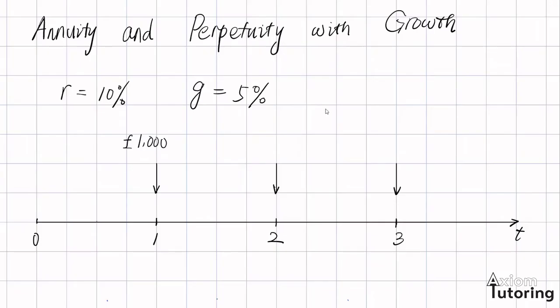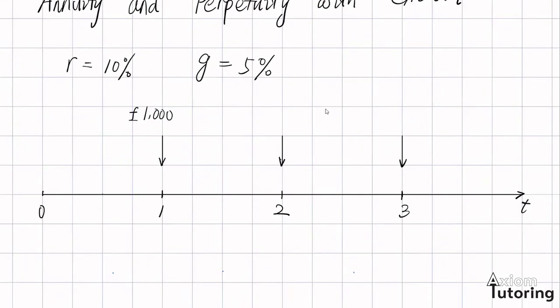Hi, in this video, we're going to take a look at how to calculate the present values of annuities and perpetuities with constant growth. So we still have a constant discount rate, but instead of constant cash flows, we have a cash flow that's growing at a constant rate. Okay, so let's take a look at this example.